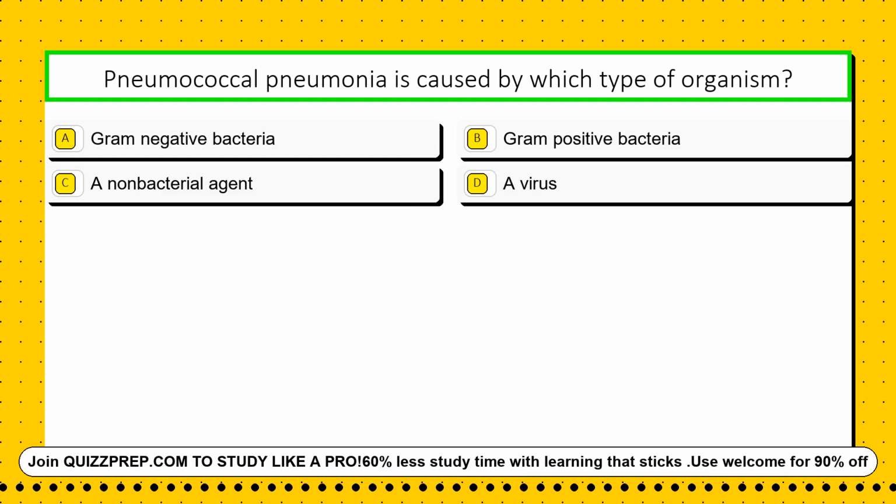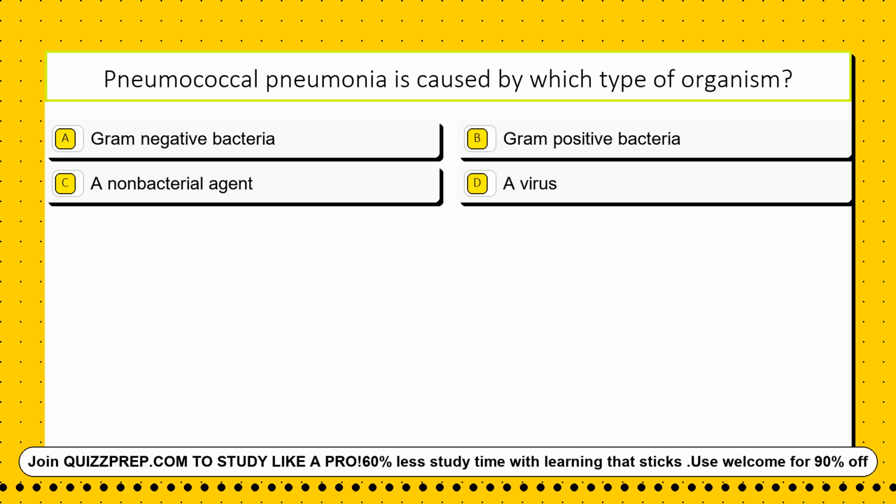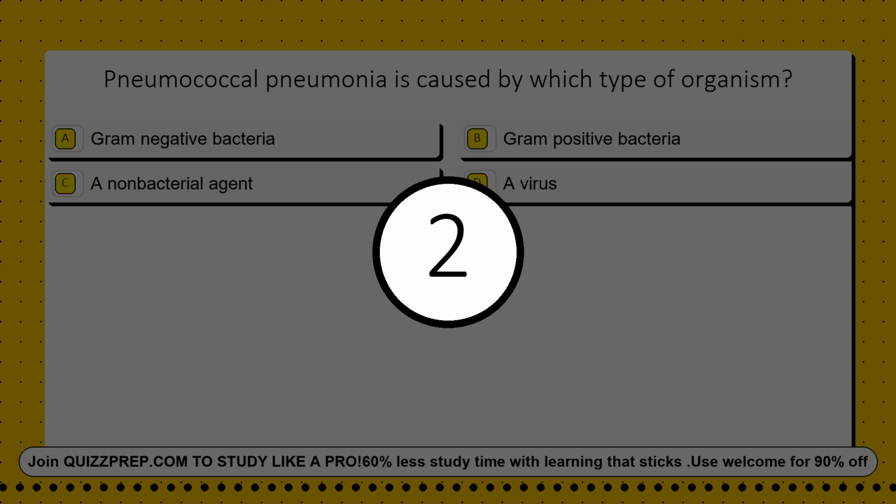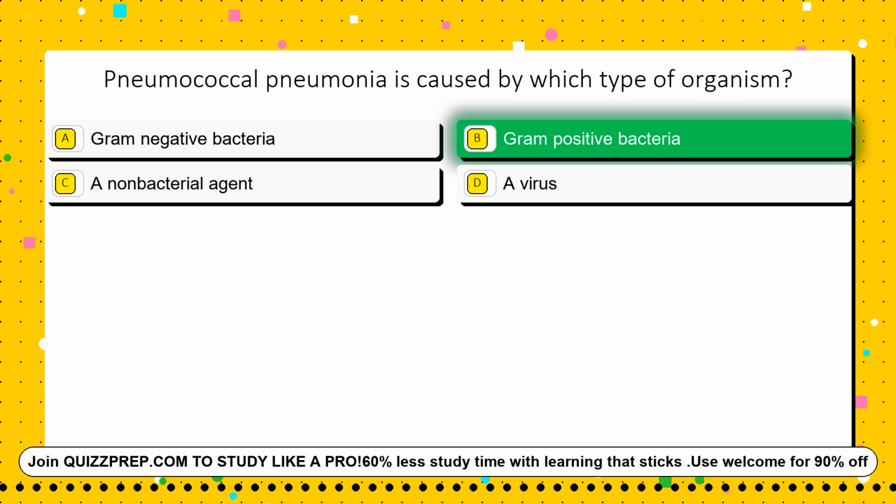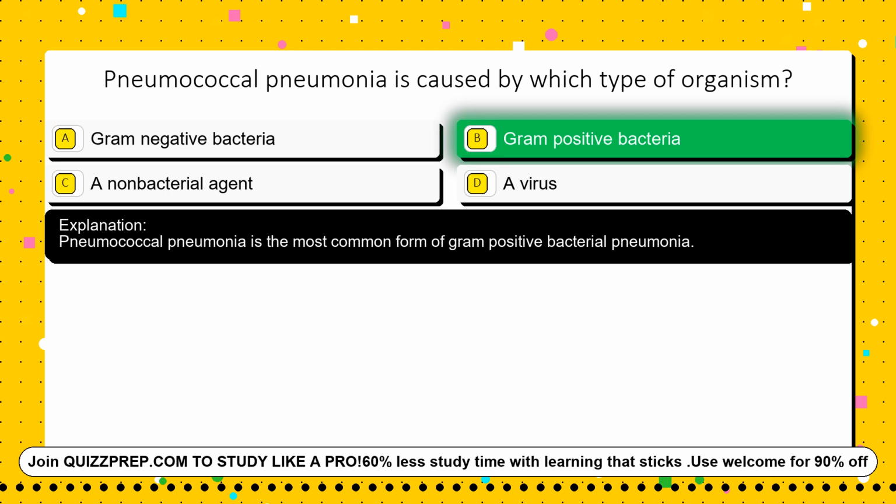Question 133. Pneumococcal pneumonia is caused by which type of organism? Option A, gram-negative bacteria. Option B, gram-positive bacteria. Option C, a non-bacterial agent. Option D, a virus. The correct answer is option B, gram-positive bacteria. Pneumococcal pneumonia is the most common form of gram-positive bacterial pneumonia.